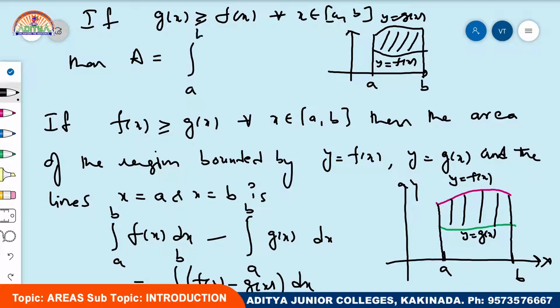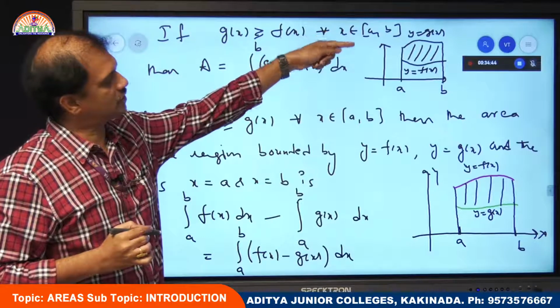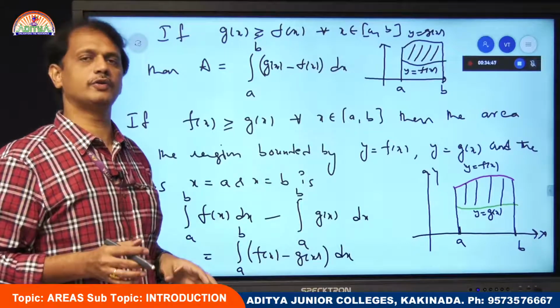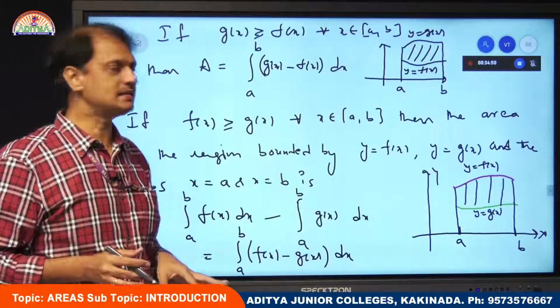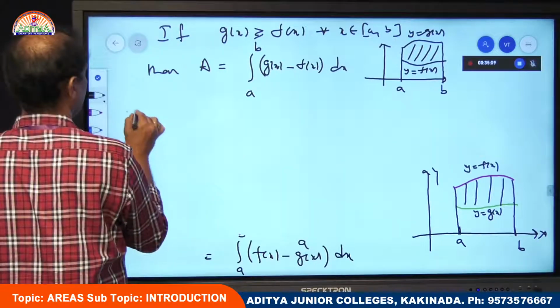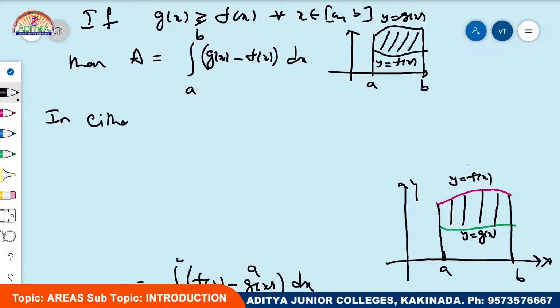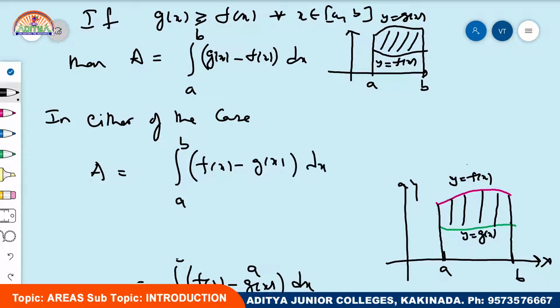Integral a to b along the x-axis, here you write dx. Now, the upper curve in this case is g of x and the lower curve is f of x. Therefore, this is the area of the region bounded between y equal to g of x and y equal to f of x. Suppose you don't know which one is upper and which one is lower, in such cases I am going to write, in either case, capital A is integral a to b f of x minus g of x dx under modulus.